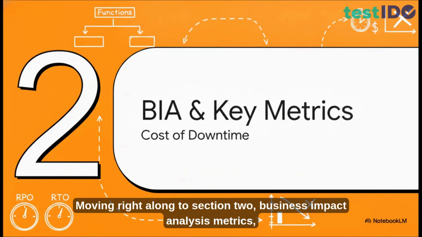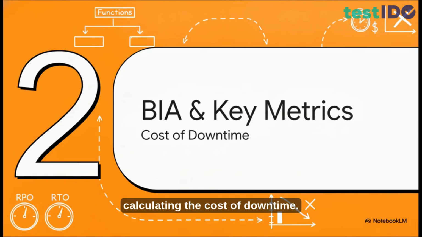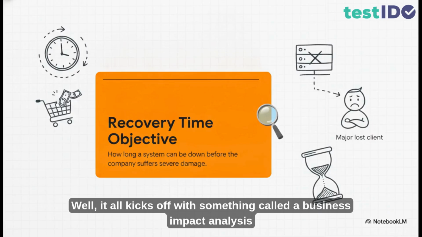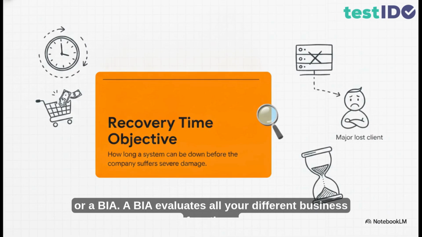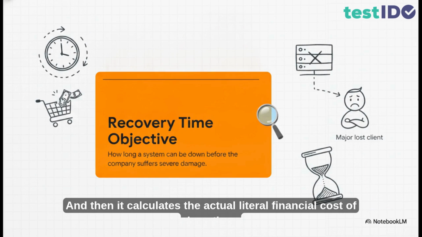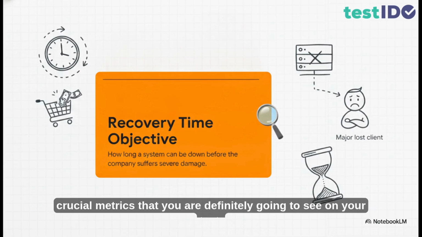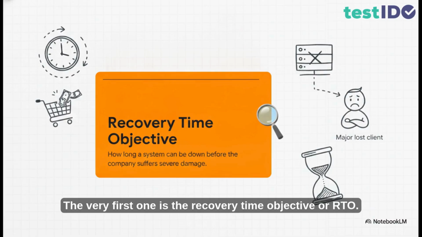Moving right along to Section 2, business impact analysis metrics, calculating the cost of downtime. So, how do we actually build a solid BCP in the real world? Well, it all kicks off with something called a business impact analysis, or a BIA. A BIA evaluates all your different business functions to figure out which ones are the most critical, and then it calculates the actual, literal financial cost of downtime. And during this whole analysis, management has to establish two extremely crucial metrics that you are definitely going to see on your test. The very first one is the recovery time objective, or RTO.